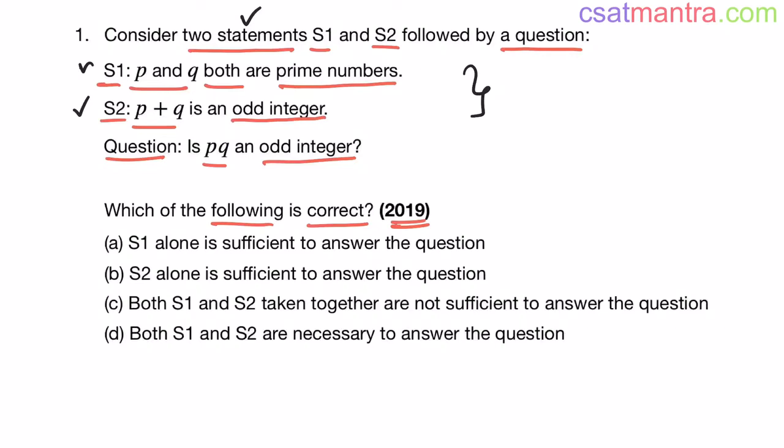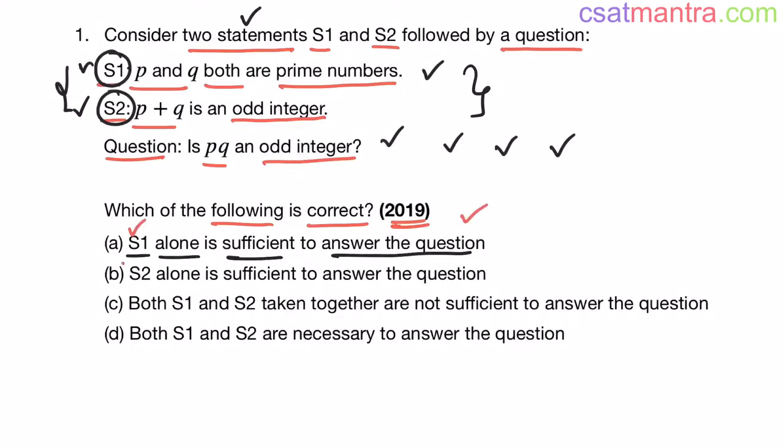Now, what we'll do is, we take statement 1 and see if we can answer this question. This is option A, my friends: S1 alone is sufficient to answer the question. So, we are taking statement 1 and seeing if we can answer this question or not. Similarly, we'll take statement 2 and see if we can answer this question or not. Thereafter, we'll take both S1 and S2 and see if we can answer this question or not. This is what is given in the options, my friends.